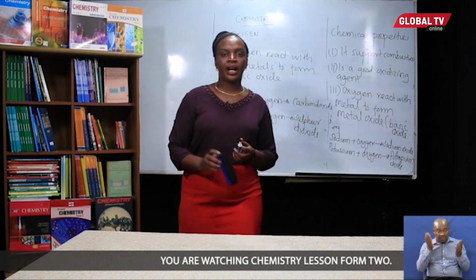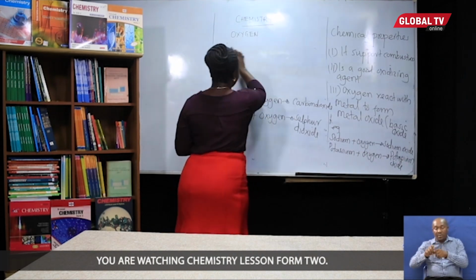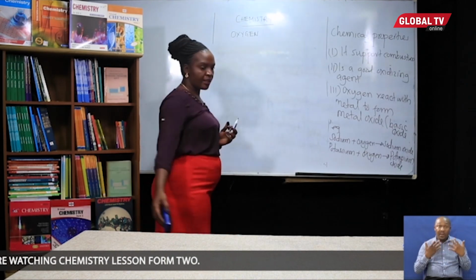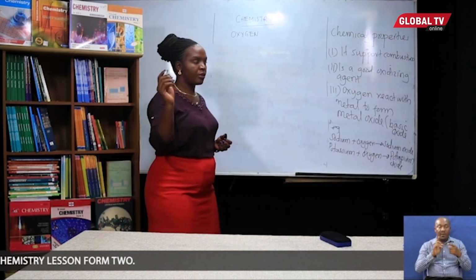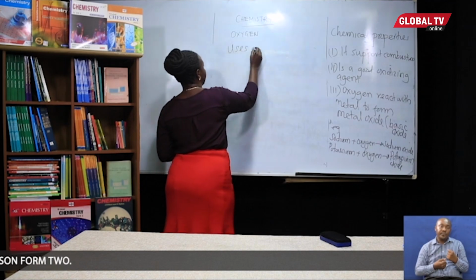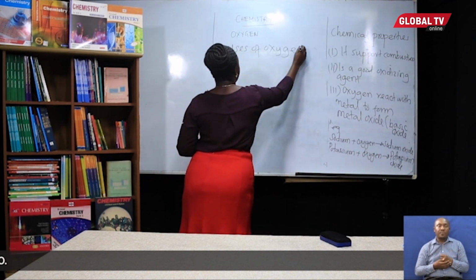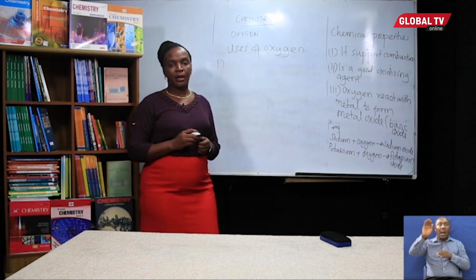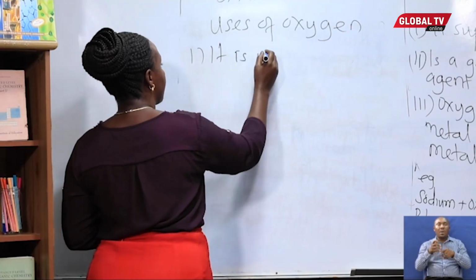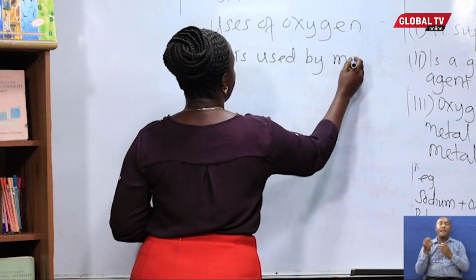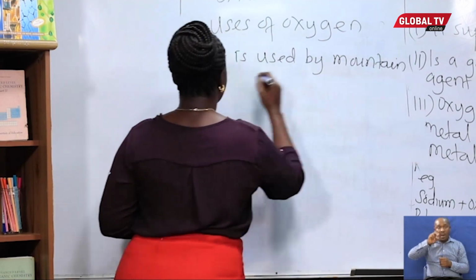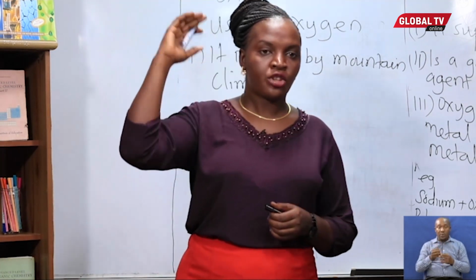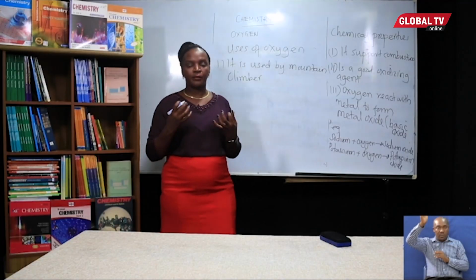After knowing the physical and the chemical properties, the last thing that you need to know about oxygen is the uses of oxygen. Why do we need oxygen? Number one, oxygen is used by mountain climbers, those people who climb to the top of the mountain. They need oxygen in order for them to survive.